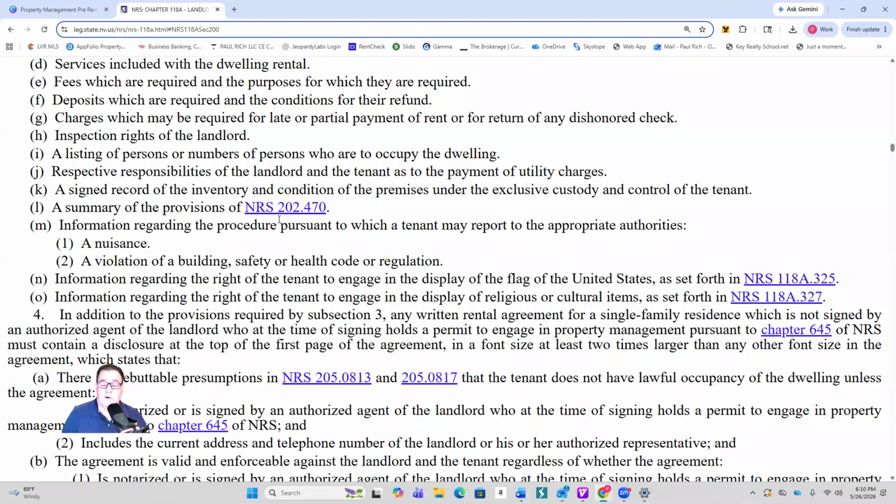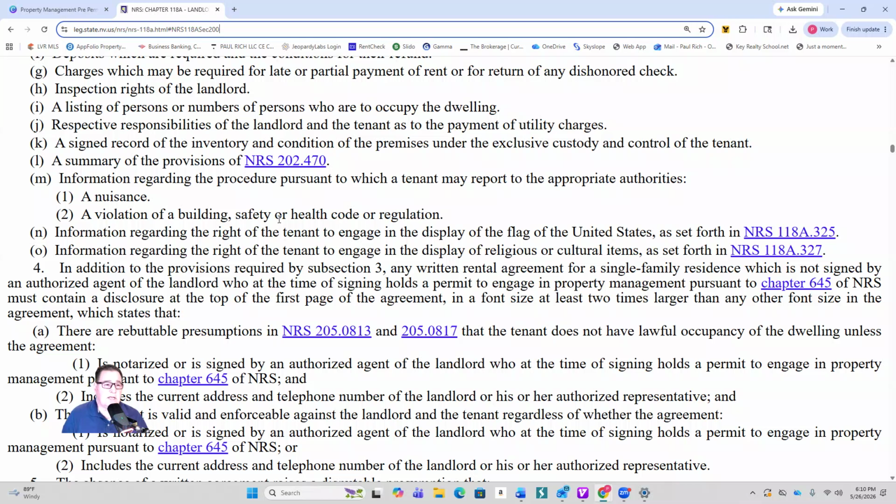or partial payment of rent or the return of any dishonored checks, the inspection rights of the landlord, a listing of the person or persons who occupy the dwelling, the respective responsibilities of the landlord and the tenant as to the payment of utilities, a signed record of the inventory and the condition of the premises under the custody and control of the tenant. And then you have to have a summary of the information about nuisances and violations of building health, safety, and welfare.